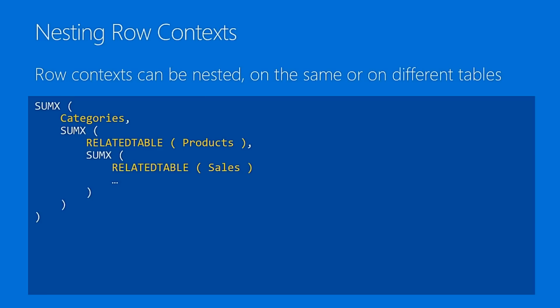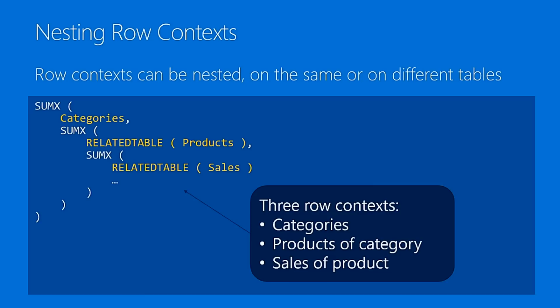But that means you iterate over categories, then over the products of the category, and then over the sales of the product of that category. So right now, when you're here at the ellipsis, there are 3 different row contexts open on 3 different tables. And again, there is nothing wrong with that. But you have a row context on category, another row context on product, and another row context on the sales table.